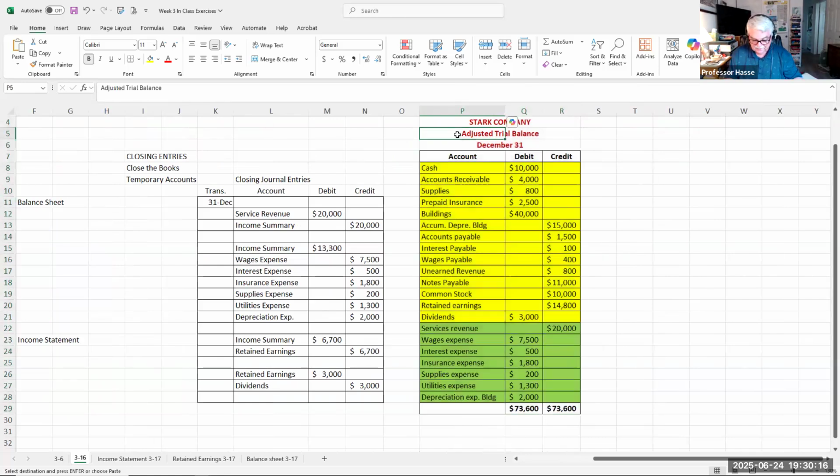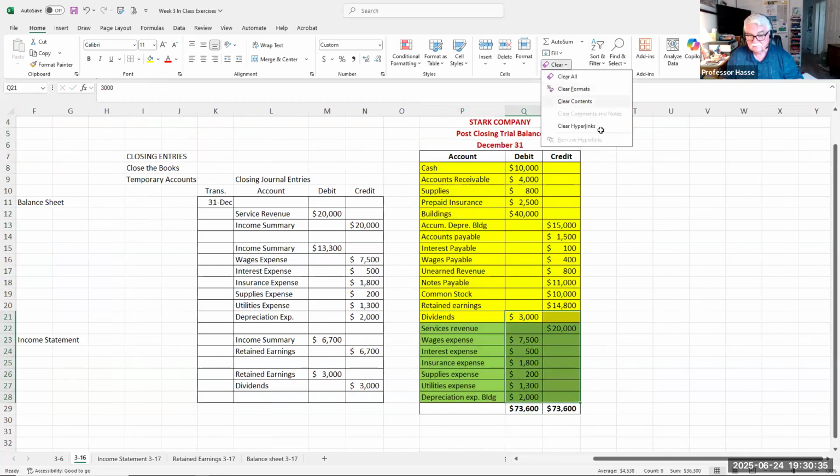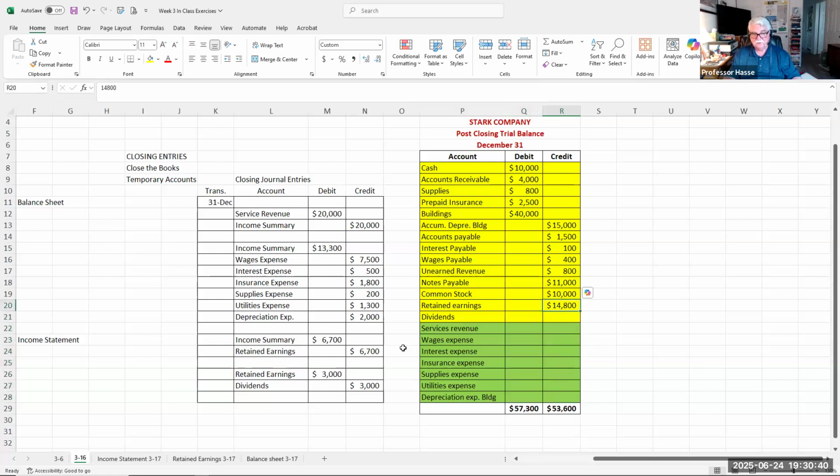I prepare now a post-closing trial balance. Since all of these accounts have been zeroed and closed, they now have no balances. All right. At the same time, retained earnings has now been increased, credit 6,700 and debited 3,000 to $18,500.